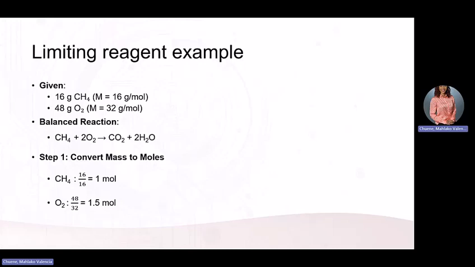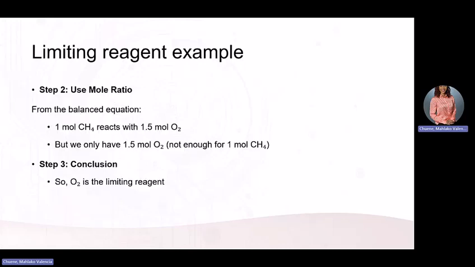We're converting the mass to moles. All right. Now we already know that our methane is 16/16, which is 1 mole. Now our oxygen then becomes 48/32, which gives us 1.5 mole. Right. So this is how much of our oxygen we have. And remember, with the mole ratio, this 1 mole reacts with 0.5 mole of O2.